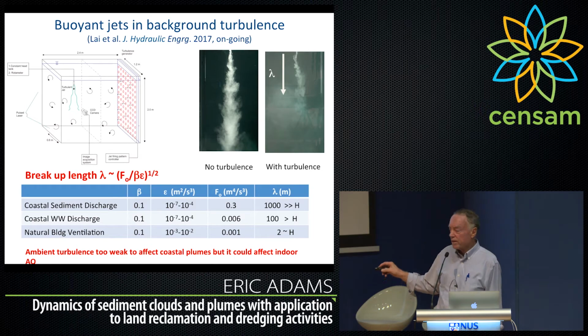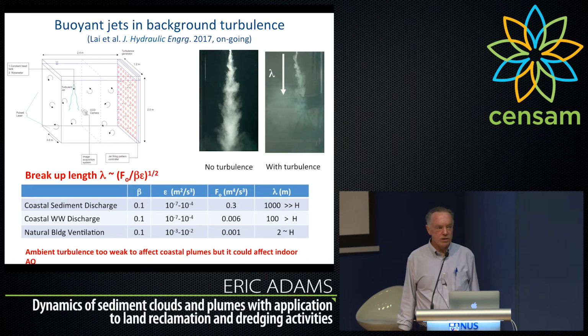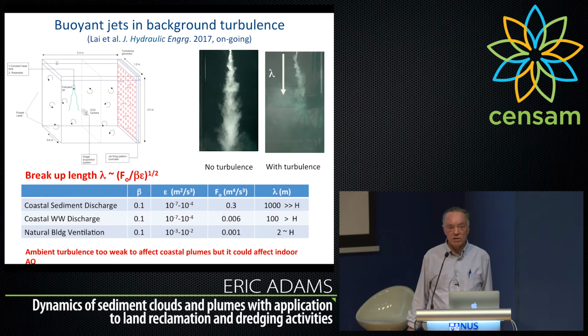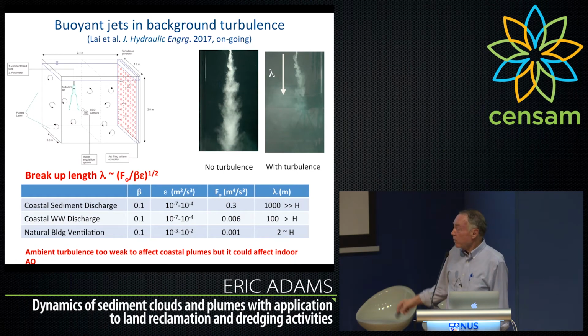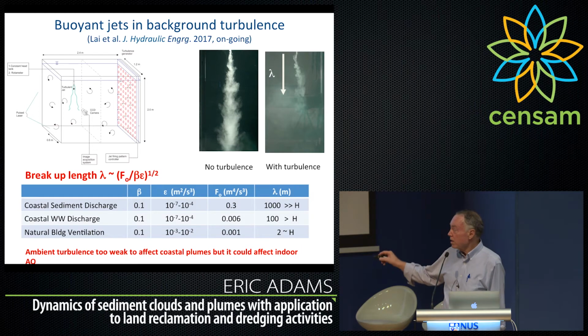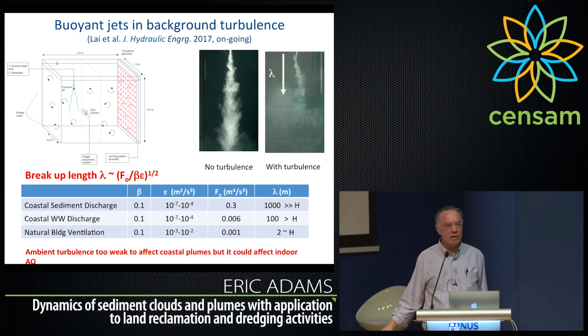Beta is simply a spreading length. It's typically about 0.1, and epsilon is the rate of turbulent kinetic energy dissipation. So it's an indication of the turbulence. The stronger the turbulence, the shorter this depth; the greater the buoyancy flux, the larger that depth. And we try to find out how this compares with what real conditions are. So for coastal sediment discharges, there really should be a range here, but these values, 1,000 meters, are way larger than typical water depths.